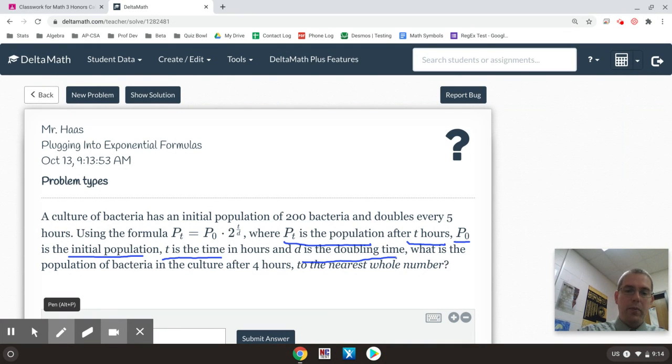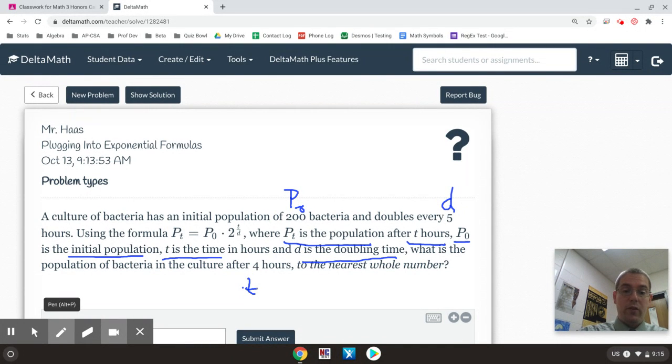Initial population of 200, we said P0 is my initial. So that's P0 is 200. Doubles every 5 hours. That means 5 is my doubling time. And then it wants to know after 4 hours. So that is my T value, my total time of 4. Now I'm ready to substitute in.